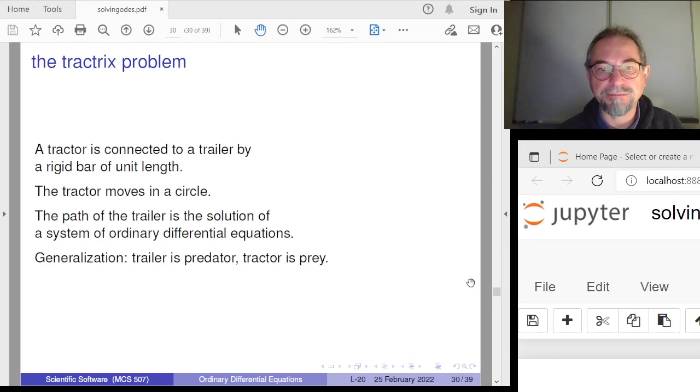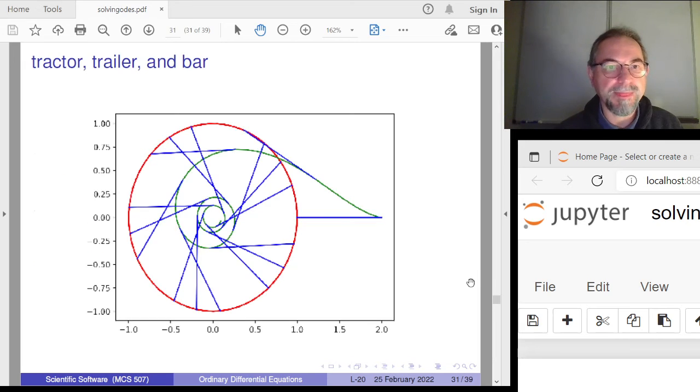for the predator prey, where the prey is the tractor, and instead of moving in a circle, the prey can follow any trajectory, and then the predator adjusts the direction, where the prey is, and either accelerates or loses track of the prey. So this is a very fruitful model.